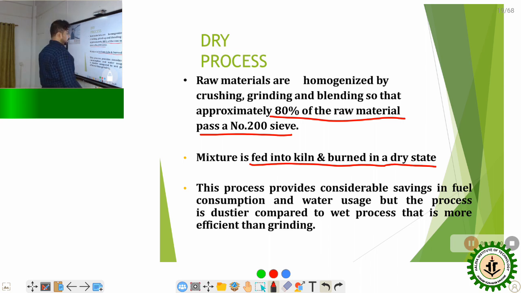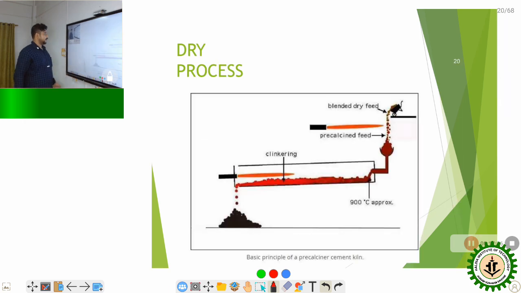The dry process provides considerable savings in fuel and water, but it is dustier compared to the wet process. The wet process is more efficient in grinding, but for the dry process, for the production of heat we require less fuel, whereas in the wet process we require more fuel to burn it.